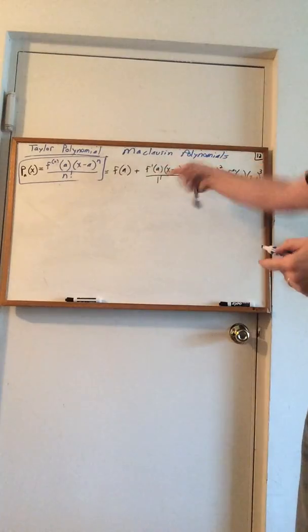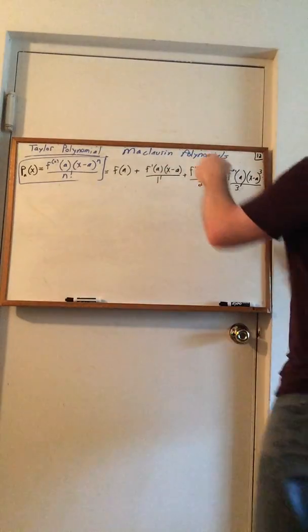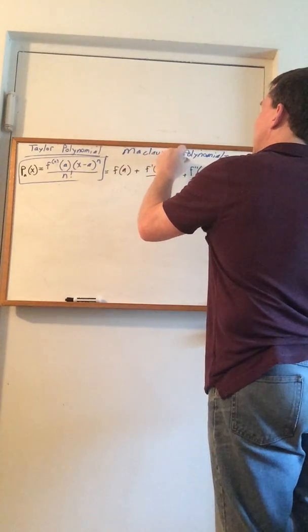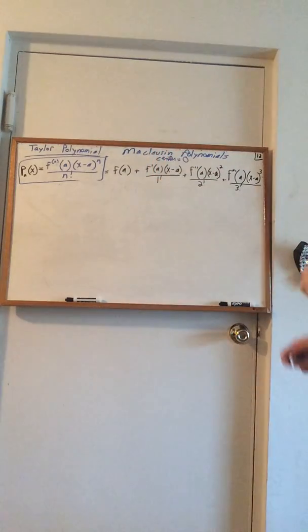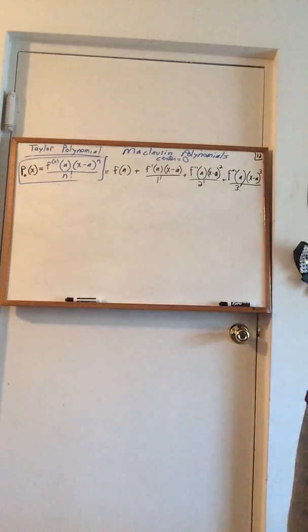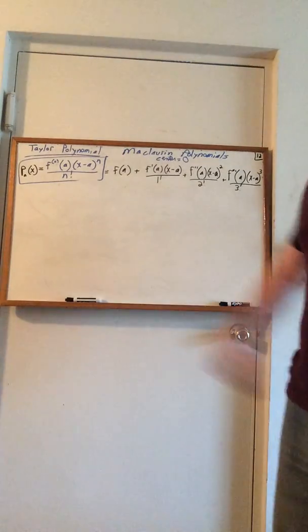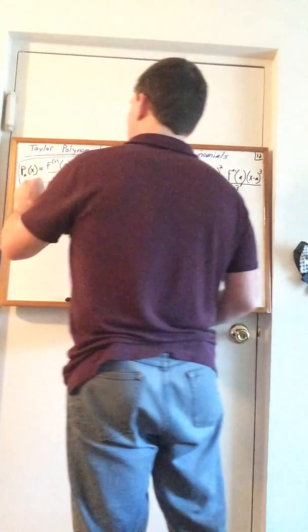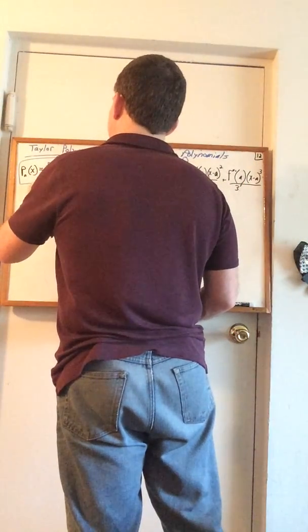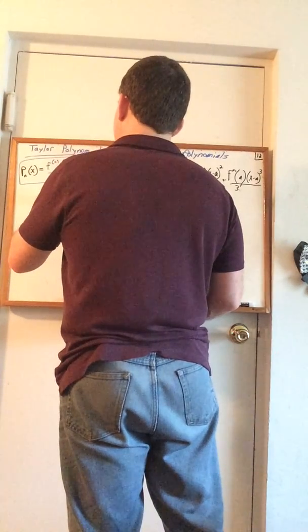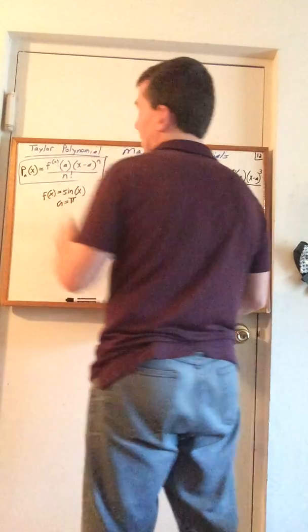Maclaurin polynomials have the exact same formula. The only difference is for Maclaurin polynomials, the center is always 0. As far as the way you'll see these problems, you'll either be told, find the third degree Taylor polynomial for f of x equals sine x, centered at a equals pi.